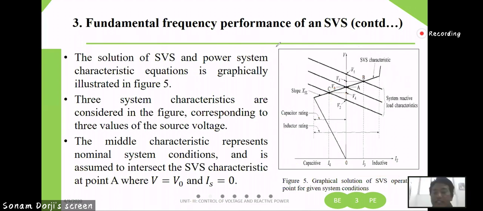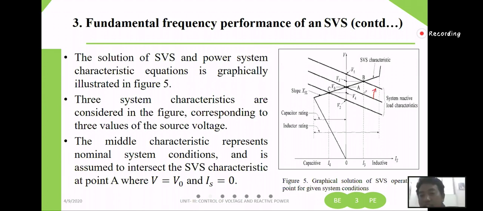Initially, let's consider this is the initial characteristic of the reactive load, where you will have voltage V naught and IS will also be zero. See here, voltage will be V naught. We consider that initially it will be V naught and the current will be zero. Now let's assume that the voltage has been increased, that ETH has been increased.